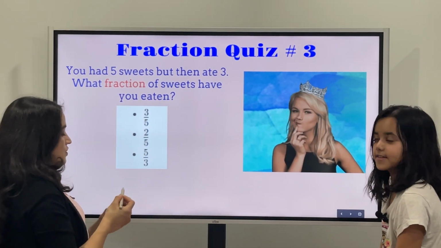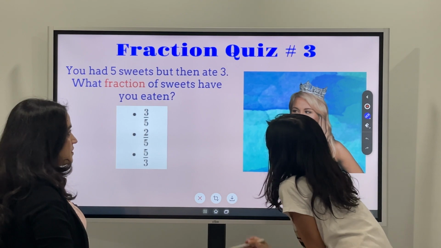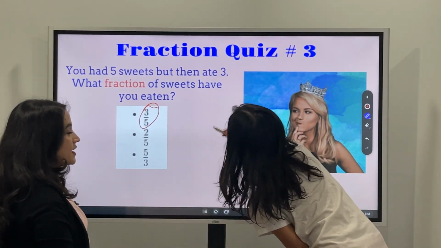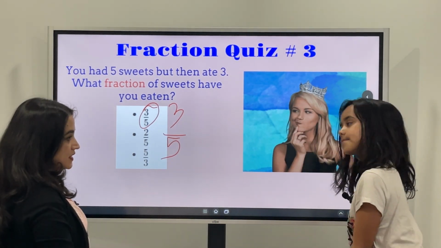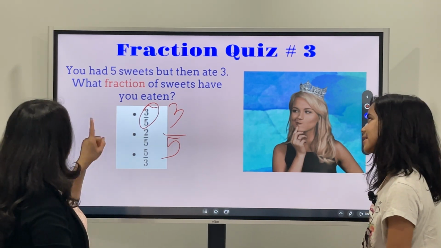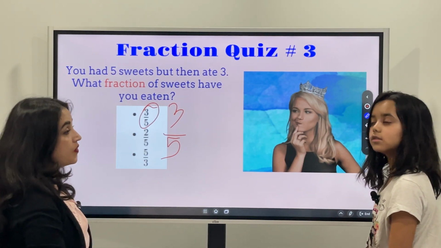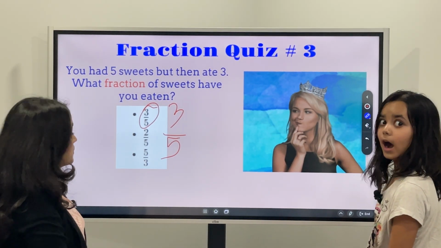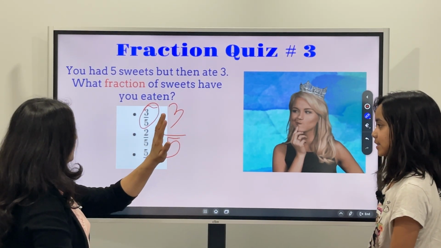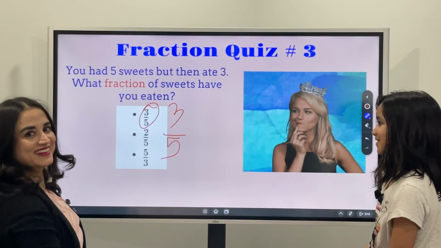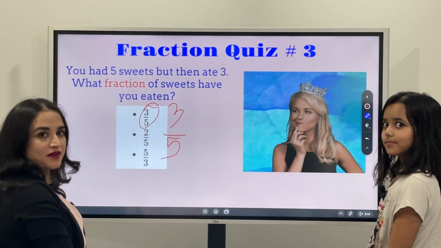So 3/5. So A 3 by 5, B 2 by 5, C 5 by 3. This one. And why do you think that? Because the number that we're thinking of is the number 3, and then the total number is the number 5. So you have a total of 5 sweets, and you ate 3. Yes. So the fraction of sweets eaten is 3 by 5.